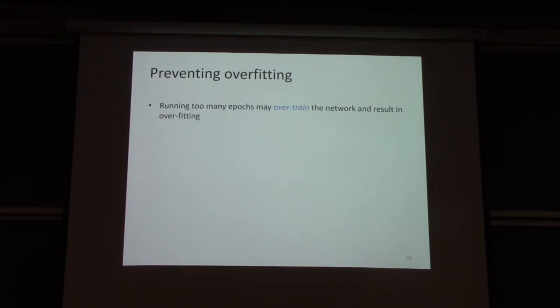The other question is, how do you prevent overfitting? Remember, a neural network is still a hypothesis space. It's an extremely expressive hypothesis space. It can express any function, which means if you're not particularly careful, your network will overfit.